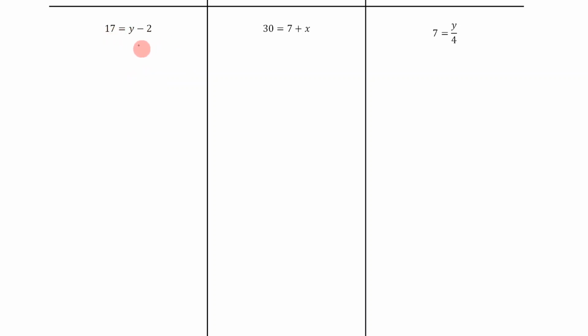All right, the first one here. Remember, we want to solve for y. We want y by itself. To get y by itself, I have to get rid of this minus 2. So I'm going to do the opposite operation. What's the opposite of minusing 2? It's plussing 2. So I do that to both sides.